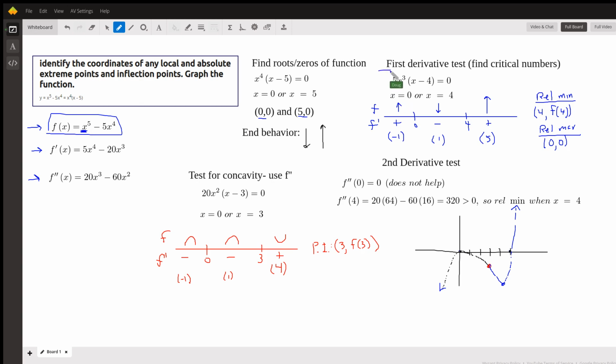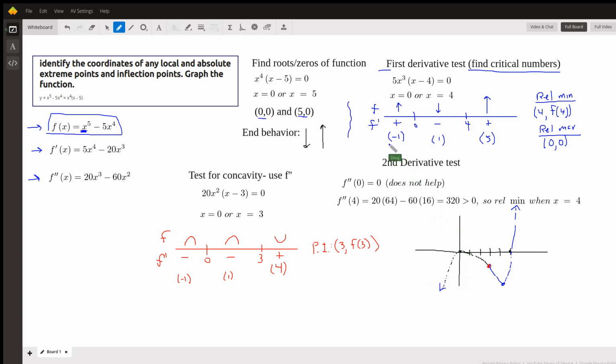The first derivative test, we want to find critical numbers. Set the first derivative equal to 0. Factoring out the 5x cubed, we find out that the zeros, or the critical numbers, are at 0 or 4. So there are the critical numbers on this little number line, and this little line graph is depicting the first derivative tests. So when the first derivative is positive, the function is increasing. That's what this shows right here.